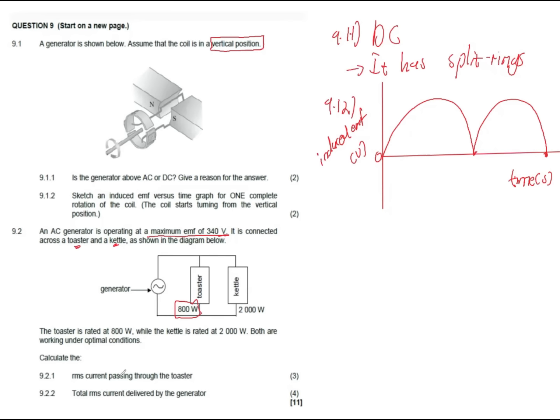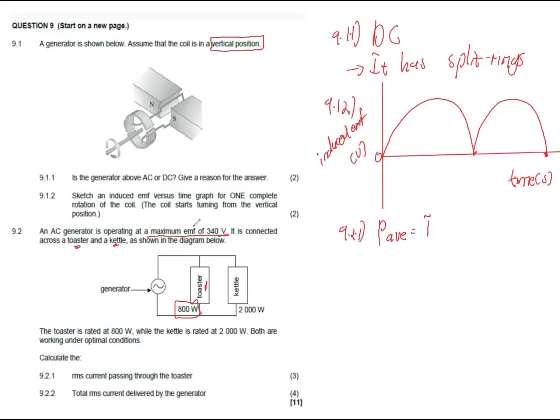Then calculate the RMS current passing through the resistor. 3 marks. Formula, substitution, correct answer. So how do we calculate the RMS current now that we are given what? The power for the toaster. So P average will be I. So we are given the power and then we are trying to calculate the current.